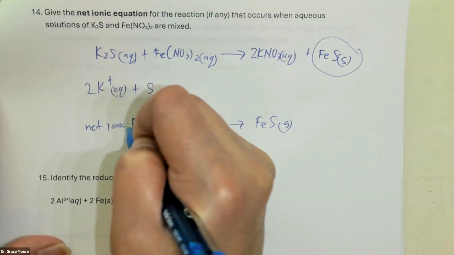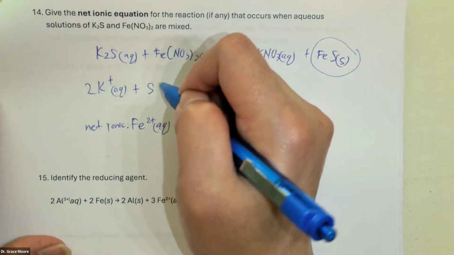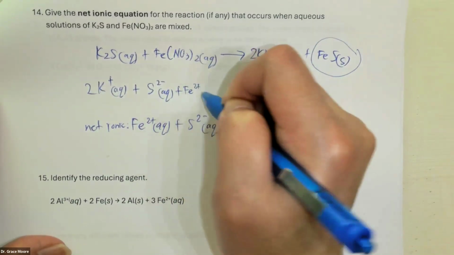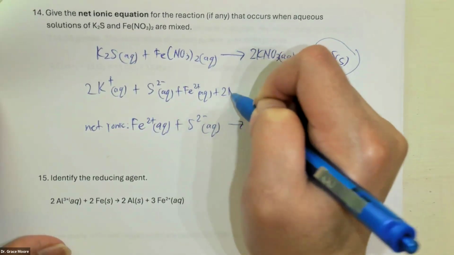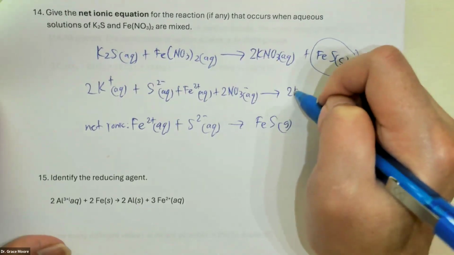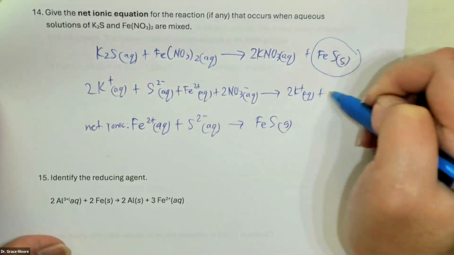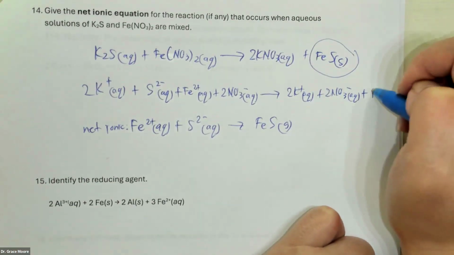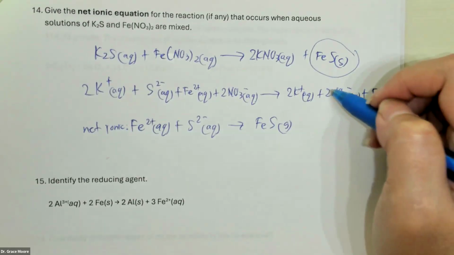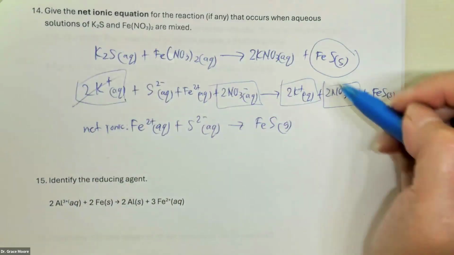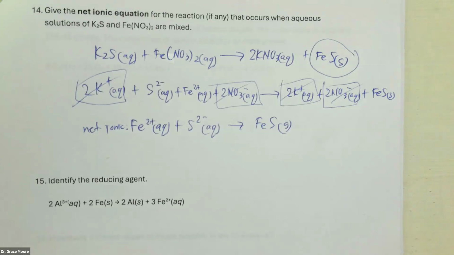But just for fun, I'm going to write the complete too. Okay. So there will be S2 minus plus Fe2 plus plus 2 NO3 goes to 2 K plus, 2 NO3, plus FeS. So you see how the spectators are crossed off. And then you have the net ionic equation left behind.